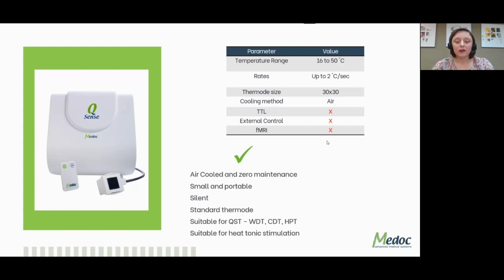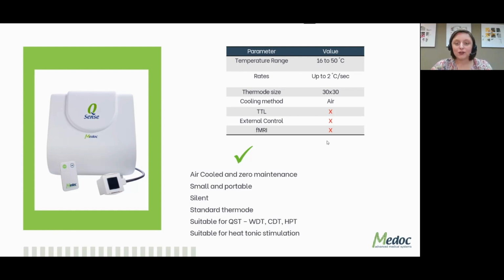So if I talk about the advantages of Qsens, it is an air-cooled and zero maintenance device. Nothing really you need to do to use it. Just plug and play. You need to check calibration from time to time, since our devices are all calibrated, and the calibration can be checked and recalibrated if needed. But this is all the maintenance it takes. It is small and portable. It is silent. The only noise this device makes is this small ventilator here, and this is really a very, very silent device.